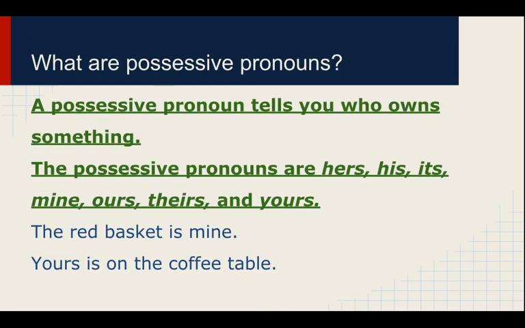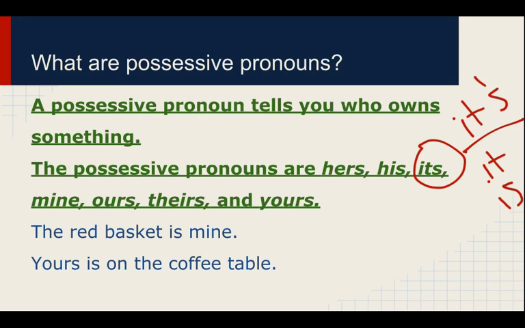Possessive pronouns show who owns something. So just like a couple weeks ago, when we added apostrophe s to show possession to a noun, possessive pronouns are special words that show who owns something. These are hers, his, its, mine, ours, theirs, and yours. Notice, on its, there is no apostrophe. Its with an apostrophe is a contraction for it is. The red basket is mine, showing that I own the red basket. Yours is on the coffee table, telling us that you own something.